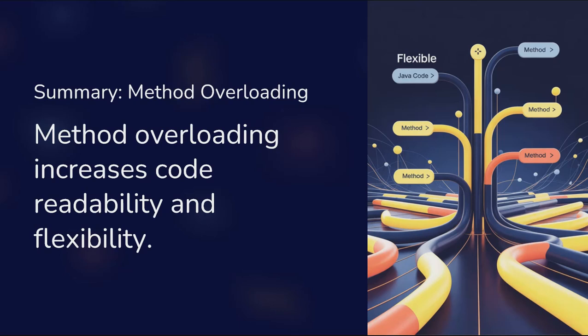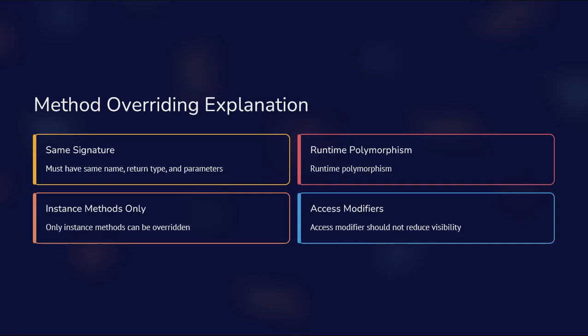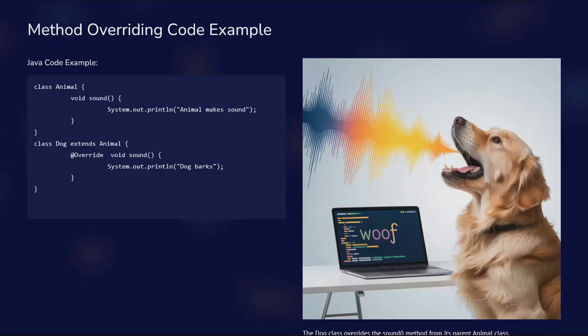Right guys? Let's move to the next question: what is method overriding in Java? Your short answer will be: method overriding occurs when a subclass redefines a superclass method. Same signature, it must have the same name, return type and parameters. It is mainly runtime polymorphism. Only instance methods can be overridden. Also the access modifier should not reduce visibility.